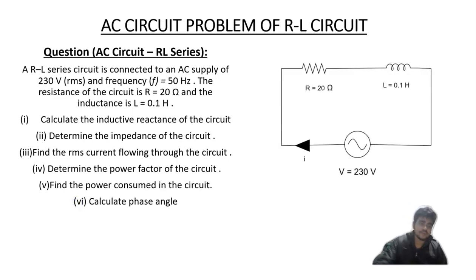Before that, we get the circuit diagram. As we can see here, the voltage shown is 230 volts. The current passes through here. It's an AC source, and the resistance is 20 ohm, and the inductor, which is of 0.1 Henry. Now we move to the step-by-step solution.